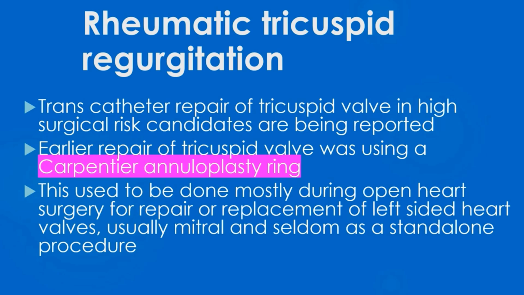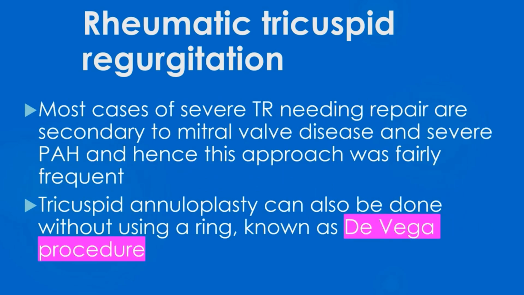Transcatheter repair of the tricuspid valve in high surgical risk candidates is being reported. Earlier, repair of the tricuspid valve was done using a Carpentier annuloplasty ring. This used to be done mostly during open heart surgery for repair or replacement of left-sided heart valves, usually mitral, and seldom as a standalone procedure. Most cases of severe TR needing repair are secondary to mitral valve disease and severe pulmonary hypertension, and hence this approach was fairly frequent. Tricuspid annuloplasty can also be done without using a ring, known as the De Vega procedure.